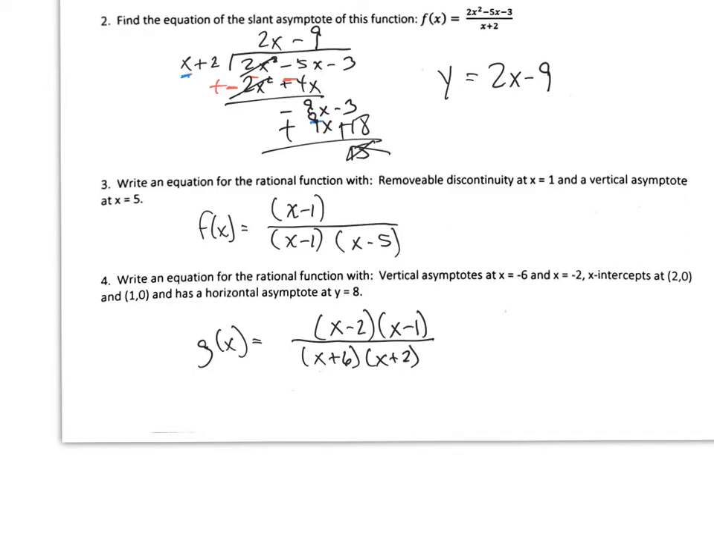Horizontal asymptote, the degrees match. Right now we have x squared over x squared. So if we want our horizontal asymptote to be at 8, we'd have to create a situation where we have 8 over 1. So I'm just going to put the 8 in the numerator.